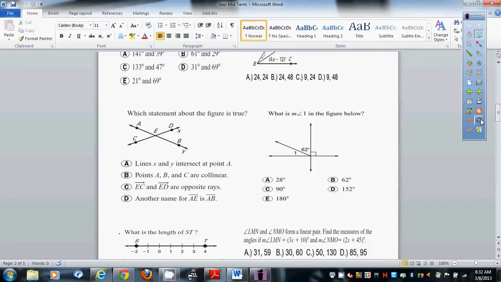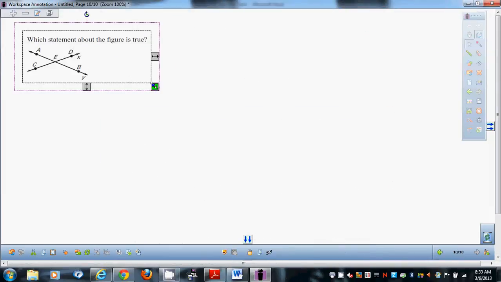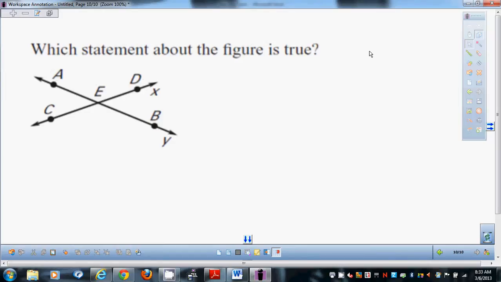This is exactly this question. I'm not even going to change it. The only thing I'm not going to show you is the answers. Which statement about the figure is true? I'll just give you some statements. You tell me whether it's true or false. Ready? Statement. E bisects line AB.